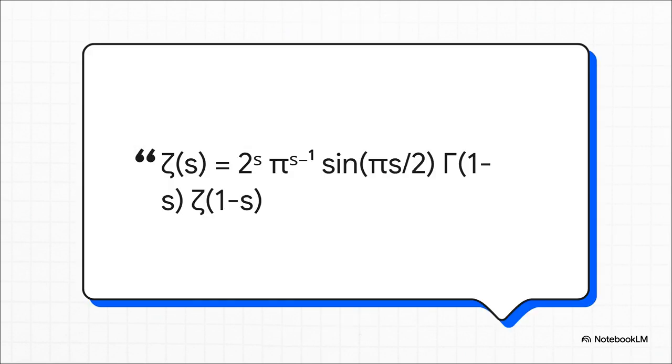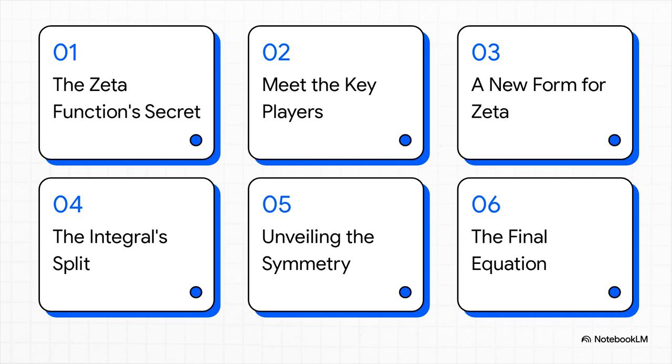And here it is. This is the treasure map we're looking for. This is the grand prize at the end of our journey, the Riemann zeta functional equation. Now, I know, it looks pretty intimidating, but its message is actually one of profound, beautiful symmetry. It connects the function's value at any point s to its value at 1 minus s. And our mission today is to build this thing from scratch. All right, let's get into it.